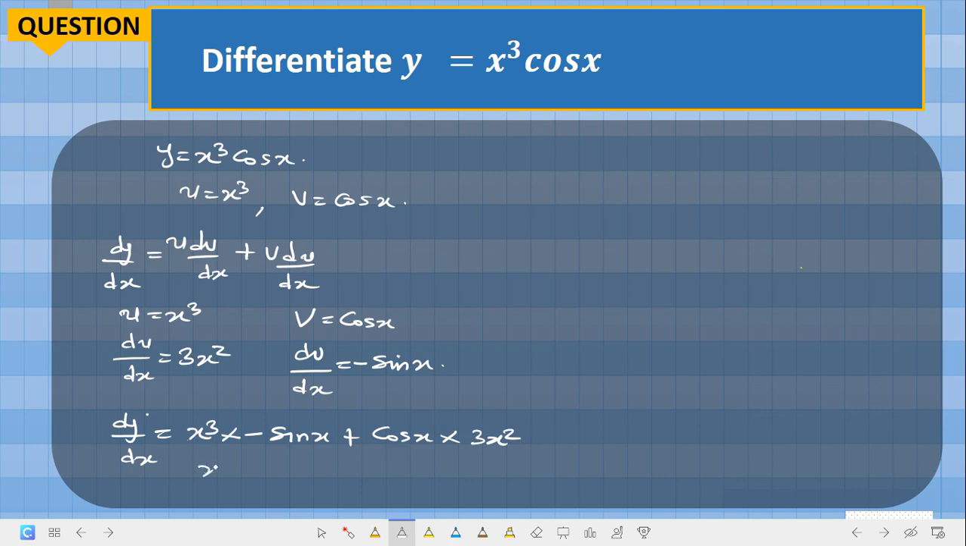Your final answer is minus s raised to the power of 3 times minus sine s, which is plus s raised to the power of 3 sine s, plus 3s squared times cos s. So 3s squared cos s is the answer. Our dy ds is equal to, we can rearrange so that 3s squared cos s comes first, then minus s raised to the power of 3 sine s. Okay, so that is the answer to that question.